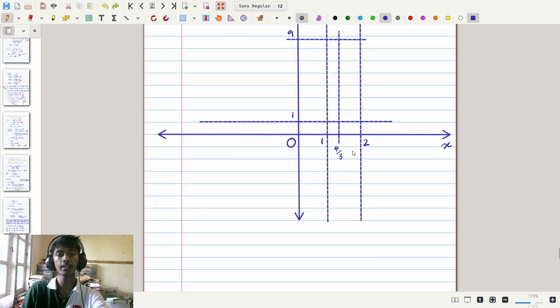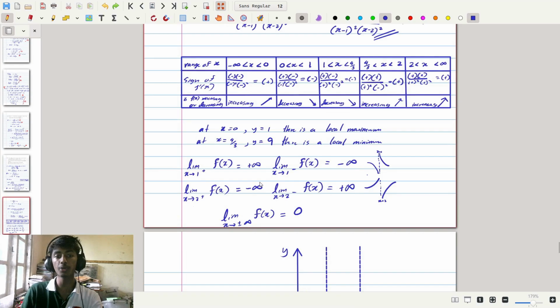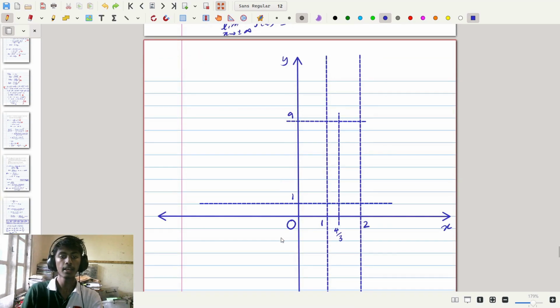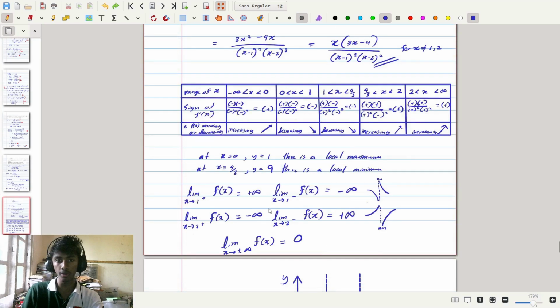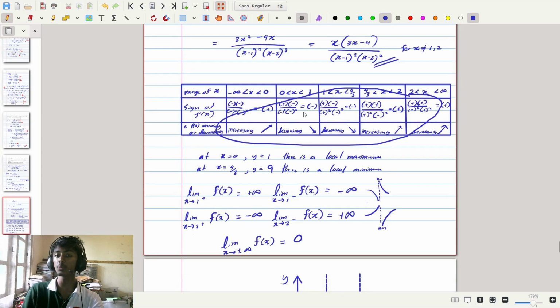Now similarly, the four coordinates x equals 0, x equals 1, x equals 4 over 3, and x equals 2 are important. x equals 1 and x equals 2 are important since those are the two values at which we get our vertical asymptotes. Similarly, x equals 0 and x equals 4 over 3 are important since those are the two x coordinates of our local maximum and local minimum respectively. Now with these points, we can start drawing our graph based on the derivative information that we have here.